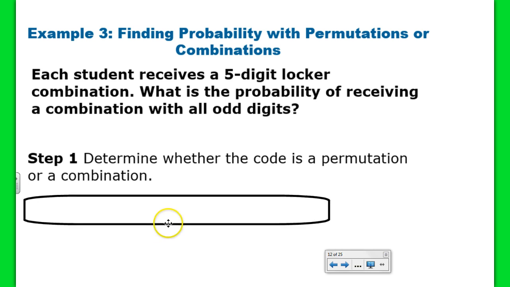Go ahead, and I'm going to pause, and you pause and see what you can come up with here. So did you decide, is this a permutation or a combination? Does order matter?